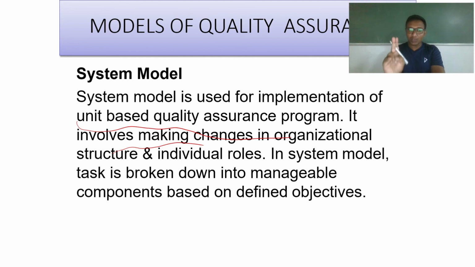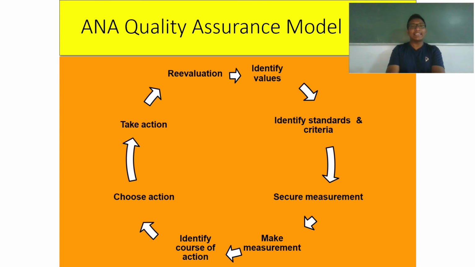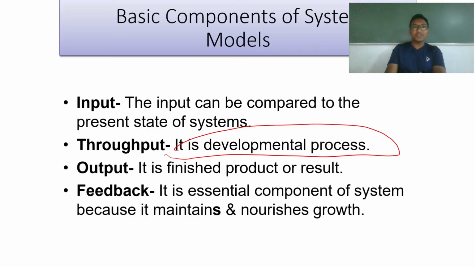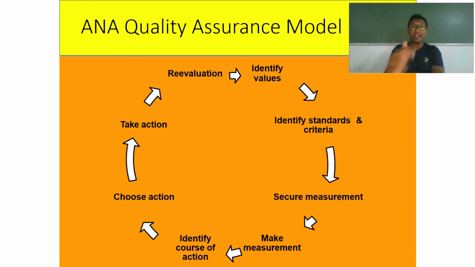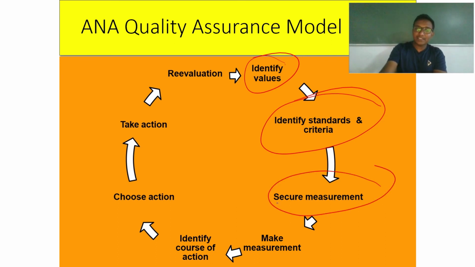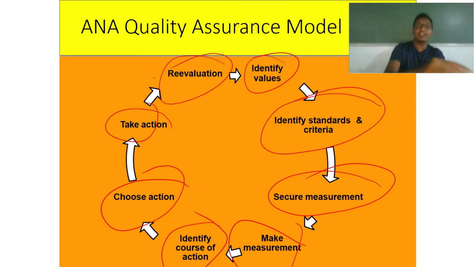So we have discussed two models: the Donabedian model and the system model. Now we'll see the ANA model, a quality assurance model. First of all, it's a chain-like process. Unlike the Donabedian model, where we have structure, process and outcome, and the system model, where we have input, throughput, output and feedback, in the ANA quality assurance model we first identify the values, identify the standards and criteria, make measurements, identify the course of action, choose action, take action and re-evaluate the action.